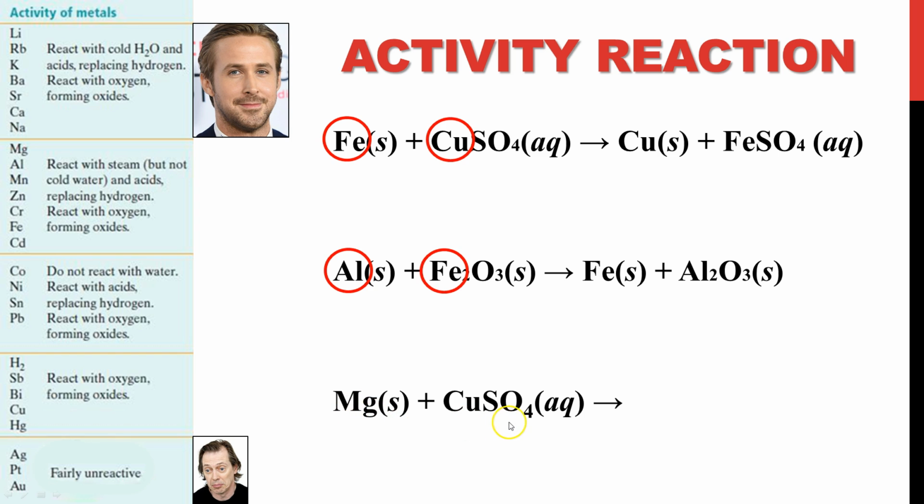Next one, magnesium plus copper sulfate. Magnesium right up here, fairly reactive. Copper, much farther down, fairly unreactive. So once again, magnesium, way better looking, more reactive than copper down there. It's going to steal the date. We're going to get ourselves a reaction forming copper and magnesium sulfate.